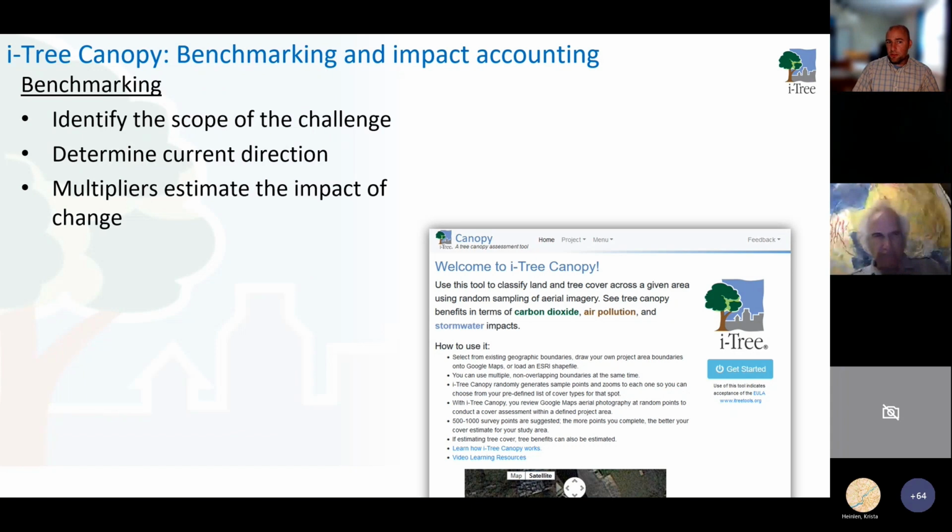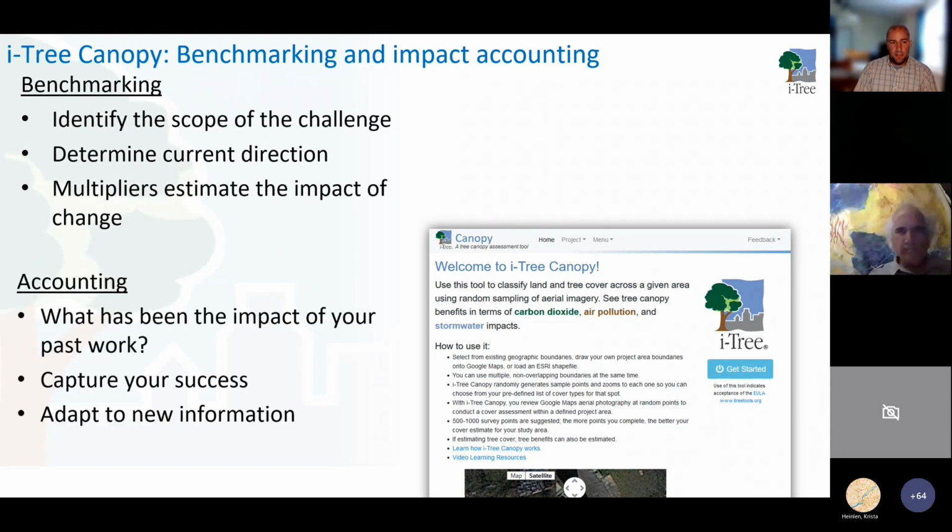And within Canopy, you can also estimate the impact of increasing that canopy. So we know that we have those multipliers. So we could say, if we're going to increase canopy cover in our watershed by 1%, how much stormwater is that going to keep out of running into the Little Conestoga River? We can actually do that with iTree Canopy. So you can also do some of that impact accounting along with the benchmarking, which feeds directly into any funding you can make the case for what you're doing. So you can really show also, if you've done projects, what is the impact of your work?